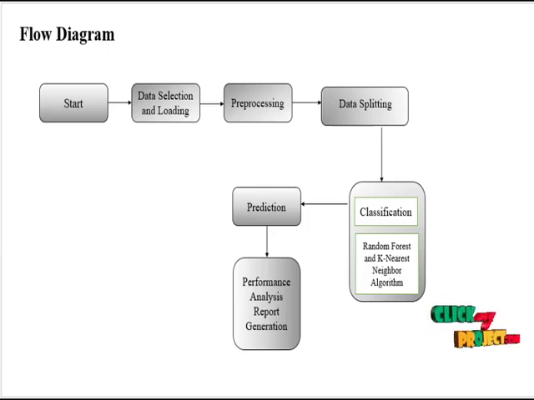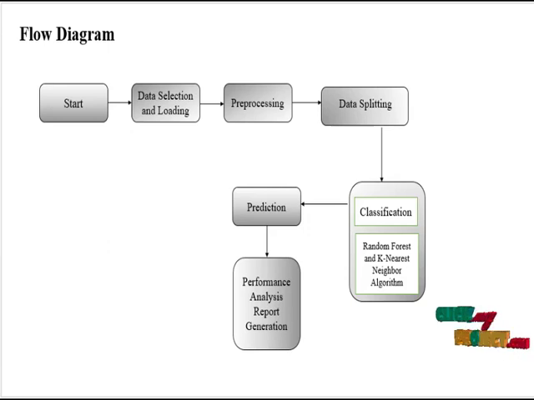Data pre-processing means cleaning our data set. Here we are going to clean our data set by checking its null values and replacing them, and then we are going to do label encoding, that is converting categorical values into numerical values. And then data split. Here we are going to split our data into a training set and a testing set. The training set is to train our model, and the testing set is for prediction purposes.